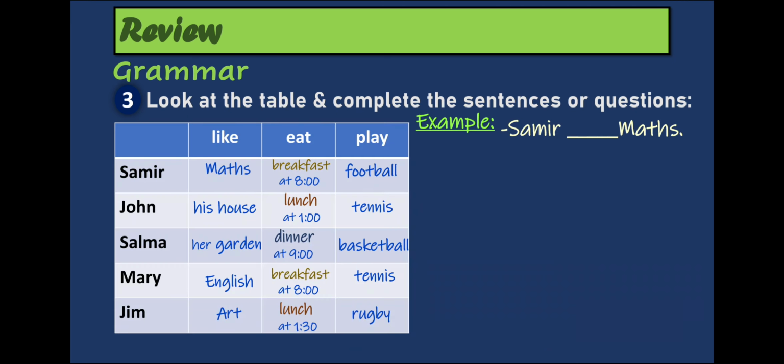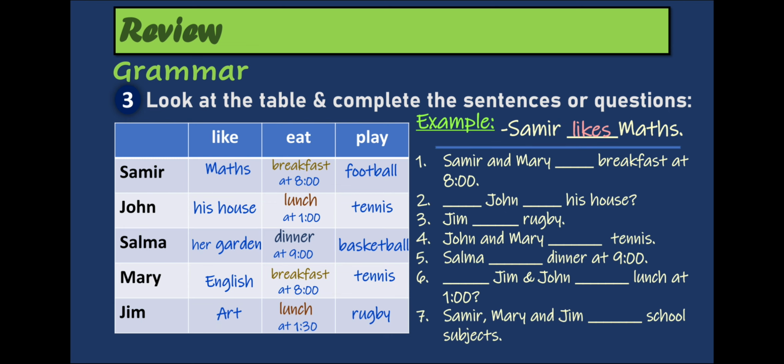Grammar. Look at the table and complete the sentences or questions. We have an example. Samir maths. So the verb is like. Samir likes, S. He likes maths. Do the following examples. You can pause the video and do these examples, but pay attention to the S and to the auxiliary do and does, modal verbs, helping verbs. Samir and Mary breakfast at 8 o'clock. The verb is eat, no S. They eat breakfast at 8 o'clock.